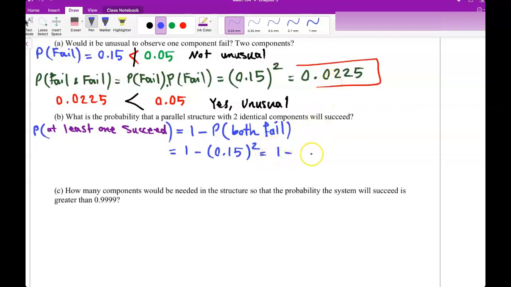We already have the answer from that part. It's 0.0225. That is equal to 0.9775. This may be confusing, why I use at least one succeed, because here we have, what is the probability that a parallel structure with two identical components will succeed. I'm going to explain that one more.